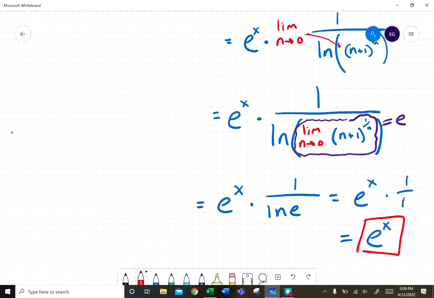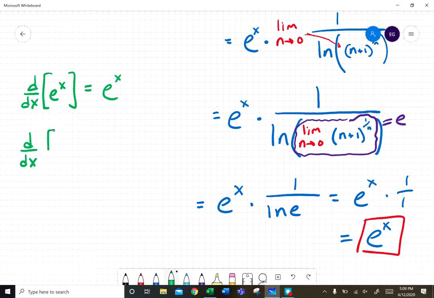And like I said, there's only one other function whose derivative is equal to itself. We have the derivative of e to the x equals e to the x, and the derivative of 0 is 0. And that's it. Those are the only two functions whose derivative is equal to itself. Okay.